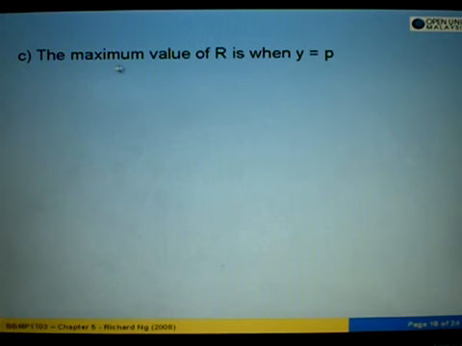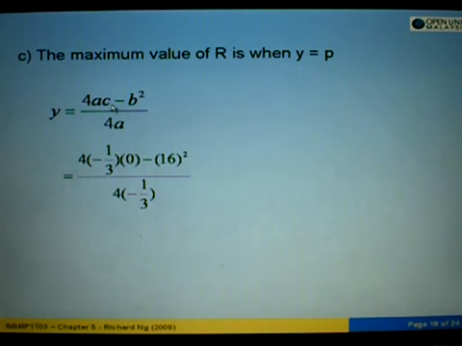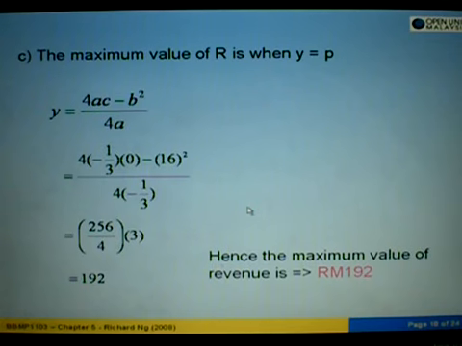Next, to find the maximum value of R, it is when y equals the formula 4ac minus b squared over 4a. Substituting, we will get the answer 192. Hence the maximum value of revenue is 192 ringgit.